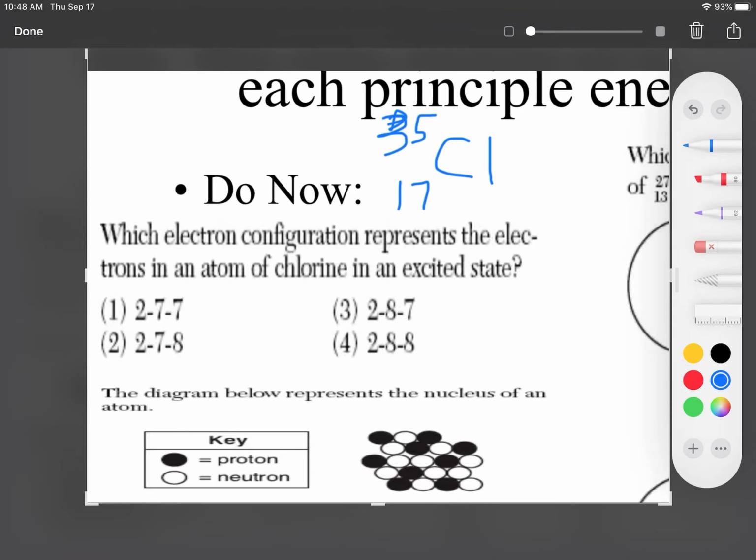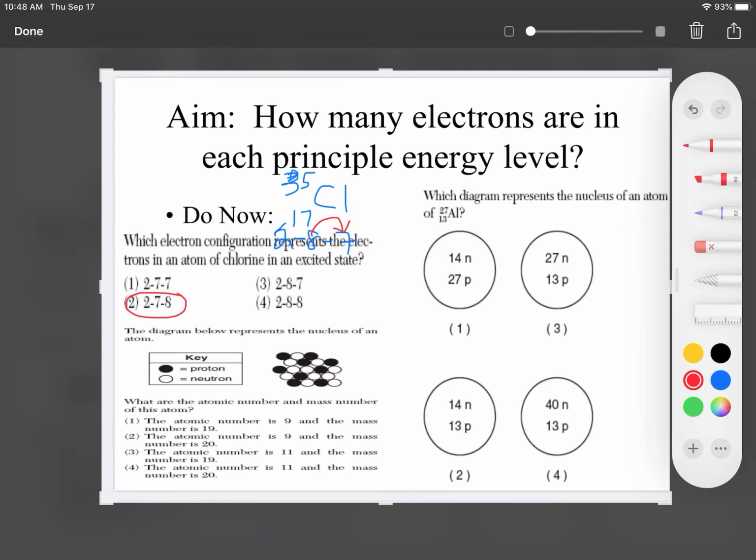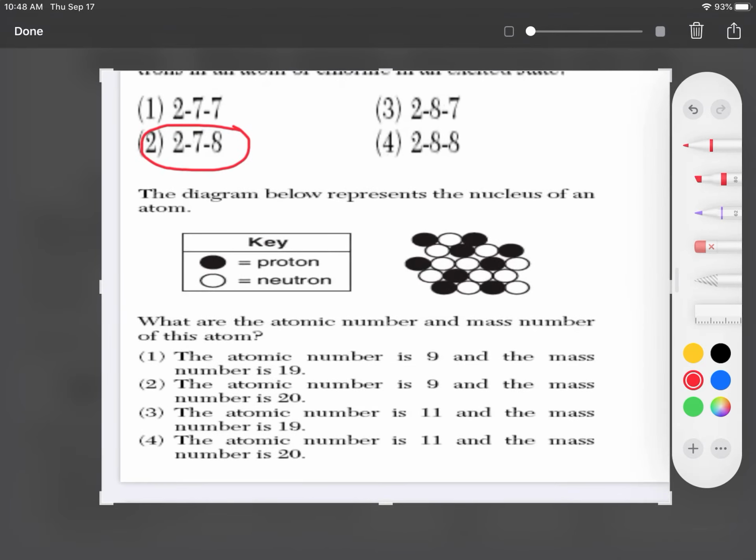So for the excited state of chlorine, first of all, we need to look up the ground state on the periodic table. The ground state says 2-8-7. Now, we learned yesterday that when an electron becomes excited, it must absorb energy to jump up to a higher level. So it usually jumps from the second to last to last. In this case, it'll jump from the second to third. So if one electron jumps up from the second to the third, our excited state configuration will now become 2-7-8. Okay, let's move on.